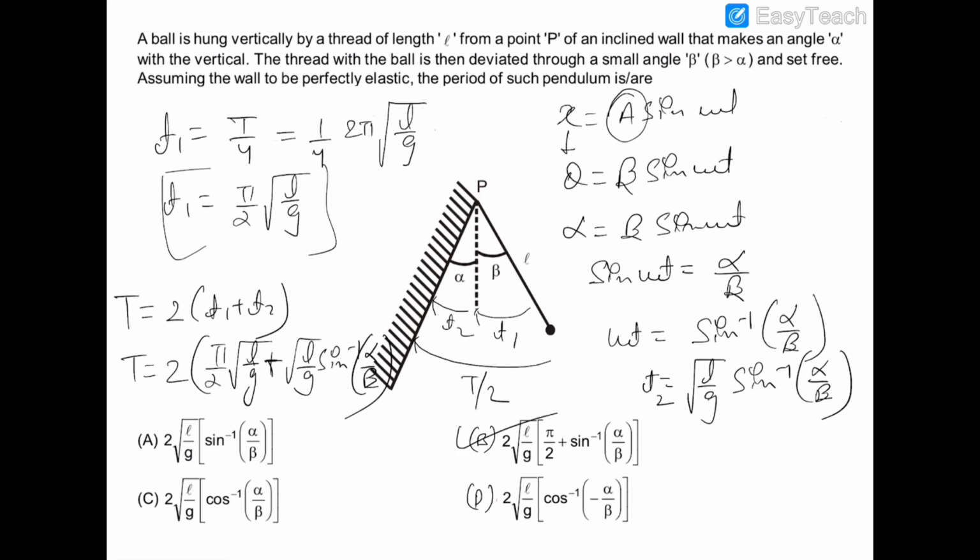Now you all know that pi by 2 plus sine inverse beta by alpha can also be written as cos inverse minus beta by alpha. So the correct option is also option number D. Now let's move on to the next question.